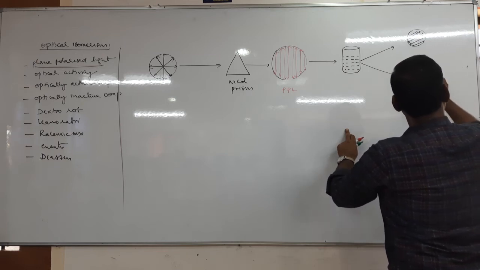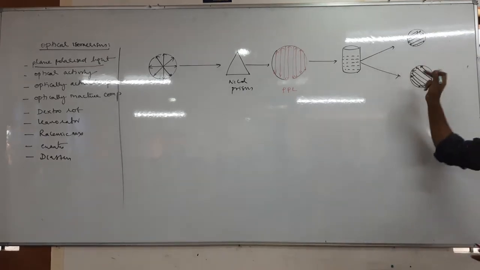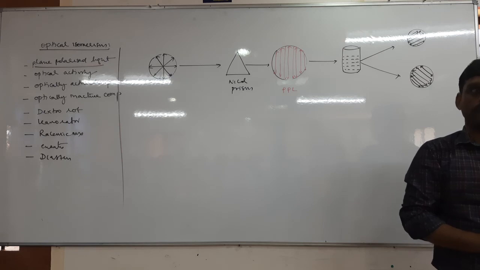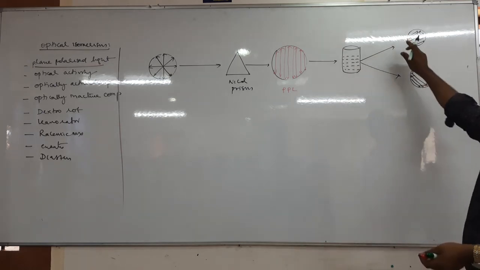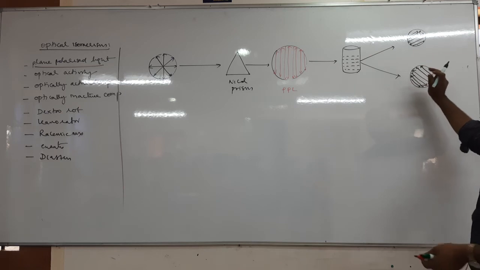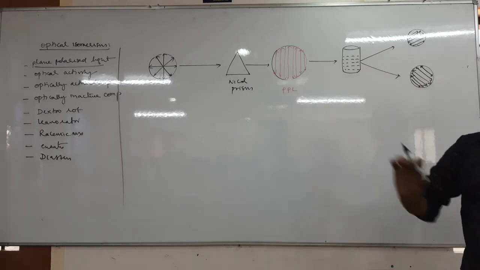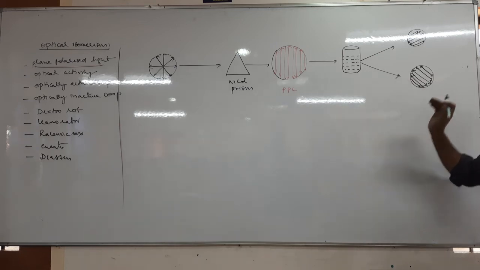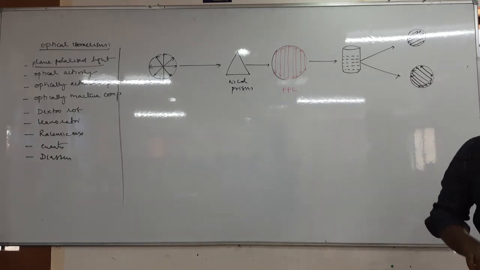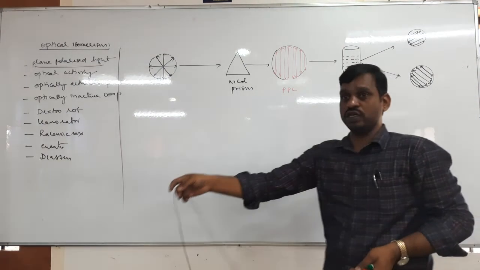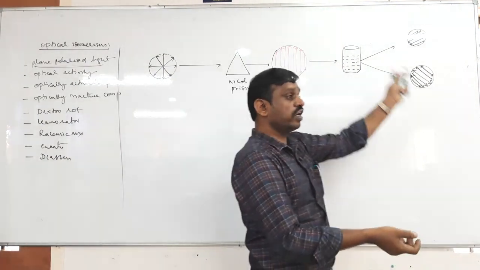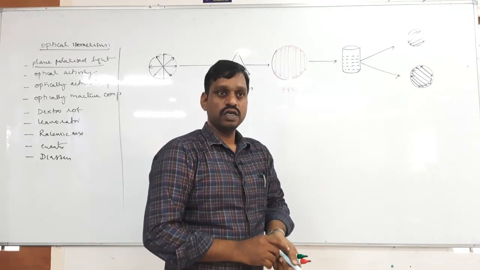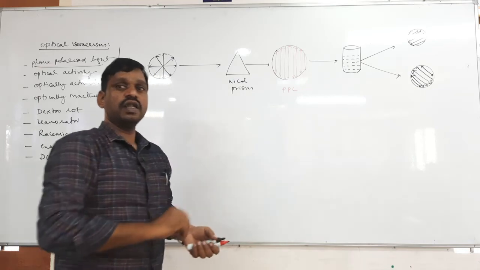If an organic compound rotates PPL to either right or left, then this compound is called optically active. If it rotates to the right side, the clockwise direction, it is called dextrorotatory. If it rotates to the left side, it is called levorotatory. How do you measure the extent of rotation, how much rotated right or left? It is measured by a polarimeter. This is the concept related to optical activity.